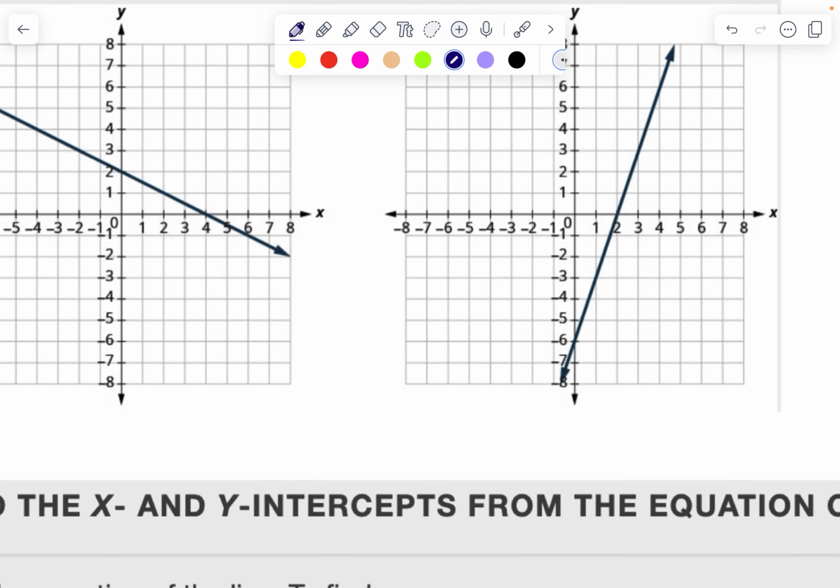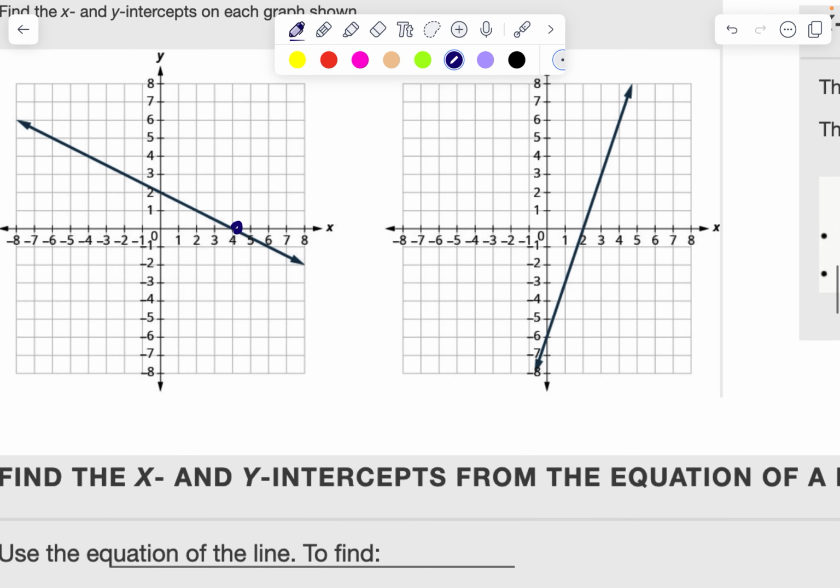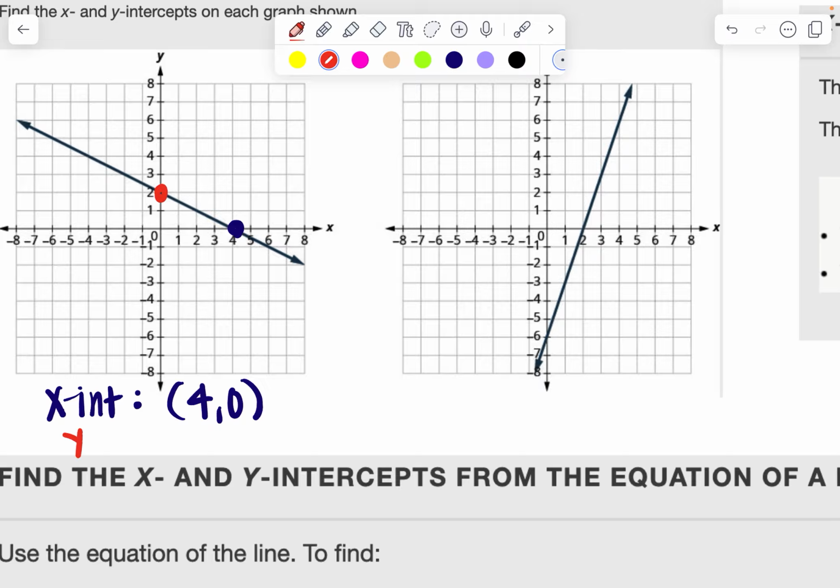A couple more here. They're not labeled. My x-intercept is right here. Again, it's whatever number it's at, 0. So here my x-intercept is at 4, 0. My y-intercept then is right here. And again, the y-intercept is always 0, comma, that number, so 0, comma, 2.